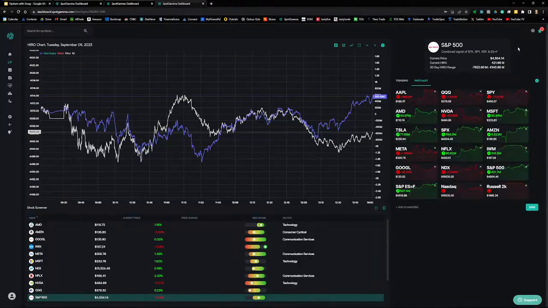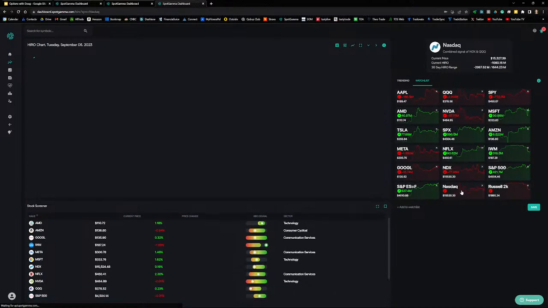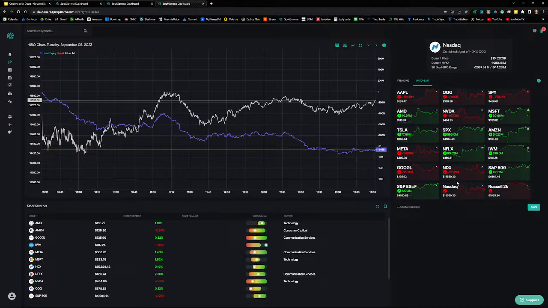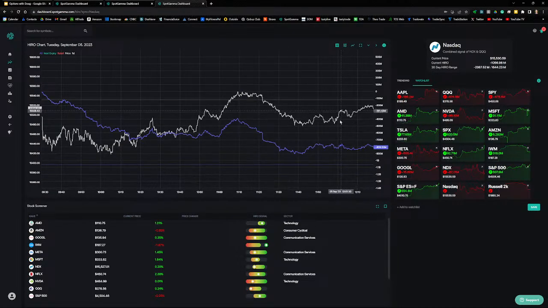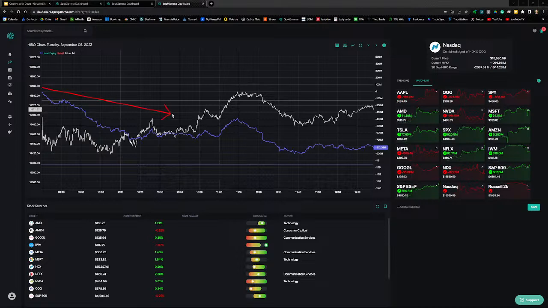Let's take a look at Nasdaq. So Nasdaq not nearly as clear a read today. We'll zoom in a little bit and it's a little bit more clear starting around 11 a.m. But options traders in Nasdaq were fading the move higher pretty much from the open.